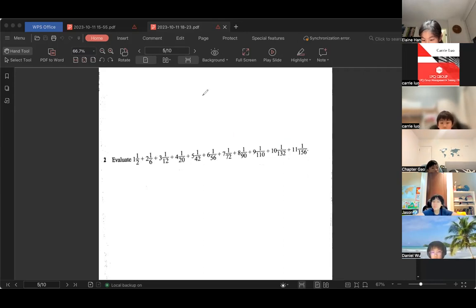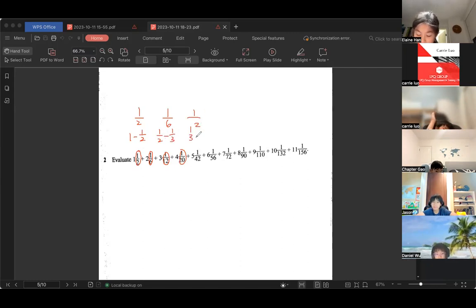Let's take a look at this one. 1.5 plus 2.5 plus 3 and this one. So Chapter and Jason, if you see this one, you can rewrite it as 1 over 2 equals 1 minus a half. 1 over 6 equals 1 over 2 minus 1 over 3. And 1 over 12 equals 1 over 3 minus 1 over 4. Get it? Because it's 1 over 1 times 2, 1 over 2 times 3, 1 over 3 times 4.